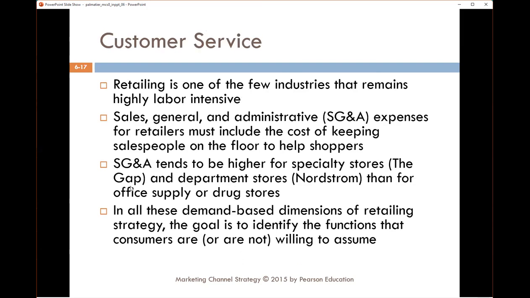And then finally, customer service. Retailing is intensely service oriented. It has the highest level.